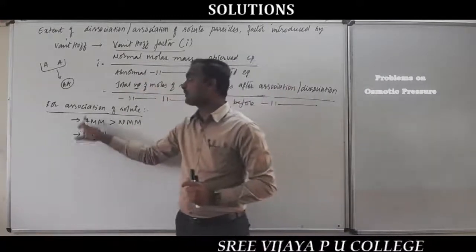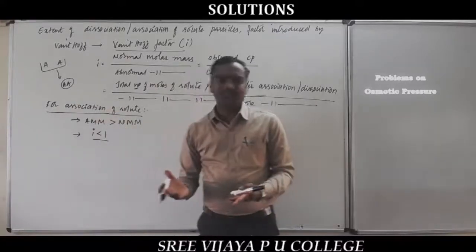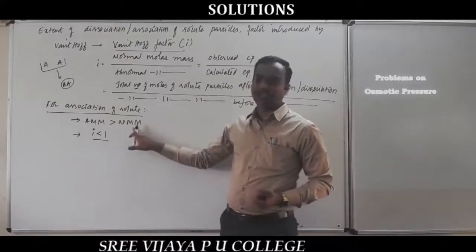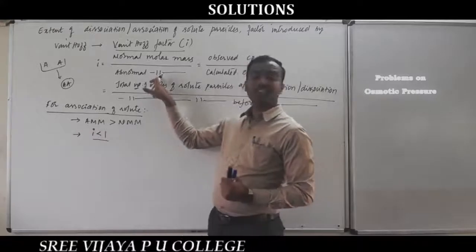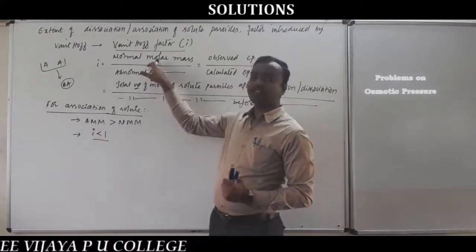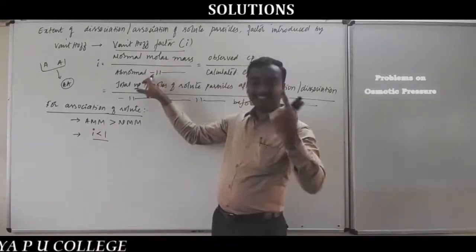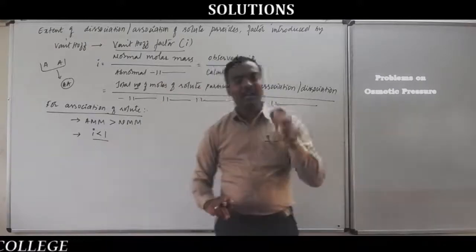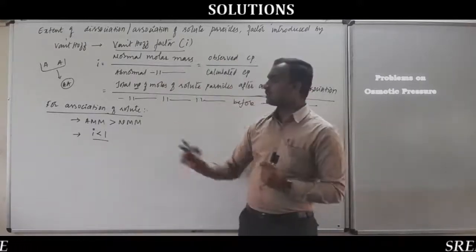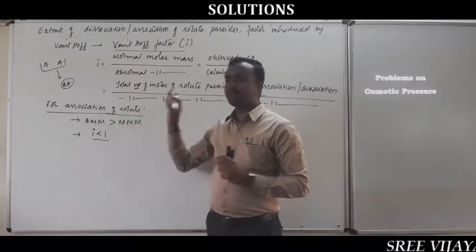So due to association, what happens? The abnormal molar mass becomes greater compared to the normal molar mass. Therefore the abnormal molar mass is in the denominator and the normal molar mass is in the numerator. Since the denominator is greater than the numerator, the value of I is definitely less than 1. So this is for association of solute.